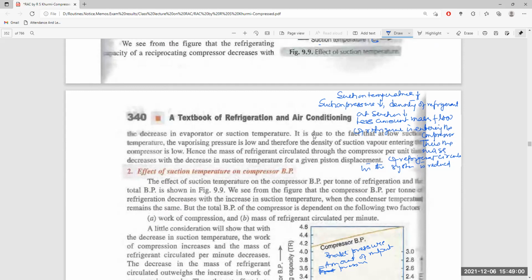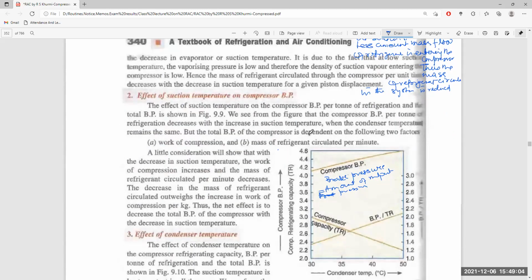So in order to decrease with the suction temperature, the work of compression increases, and the mass of refrigerant circulated per minute decreases. The decrease in the mass of refrigerant circulated outweighs the increase in work of compression per kg. Thus, the net effect is to decrease the brake power in the compressor with the increase in suction temperature.